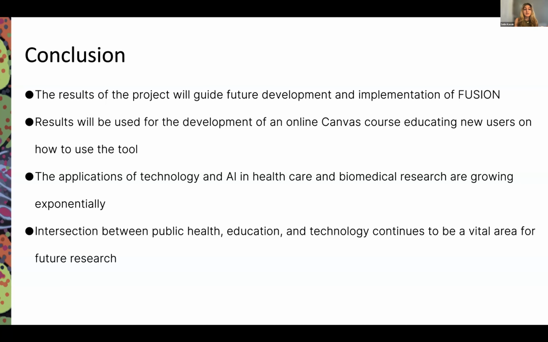The applications of technology and AI in healthcare and biomedical research are growing exponentially, as we may know, especially in today's day and age. So research like this is really important, especially considering the intersection between public health, education, and technology, which continues to be a vital area for future research. And I believe that the project at hand will continue to contribute to this important field.